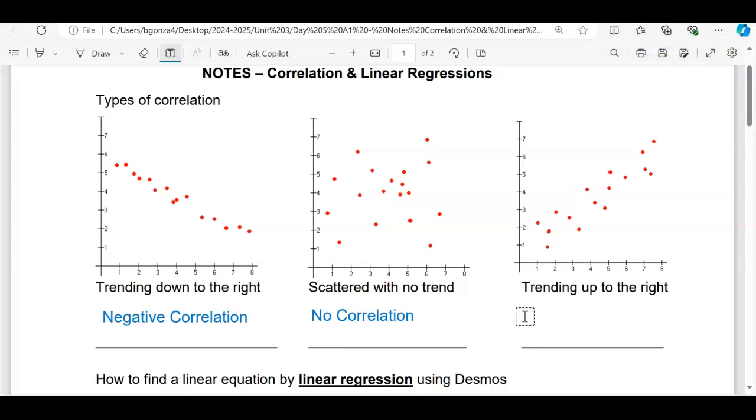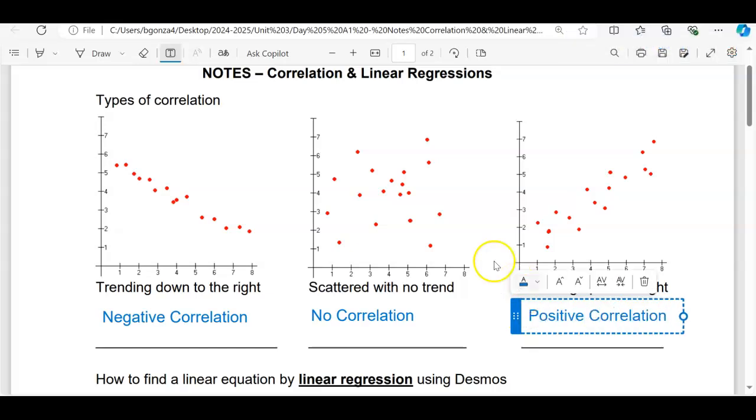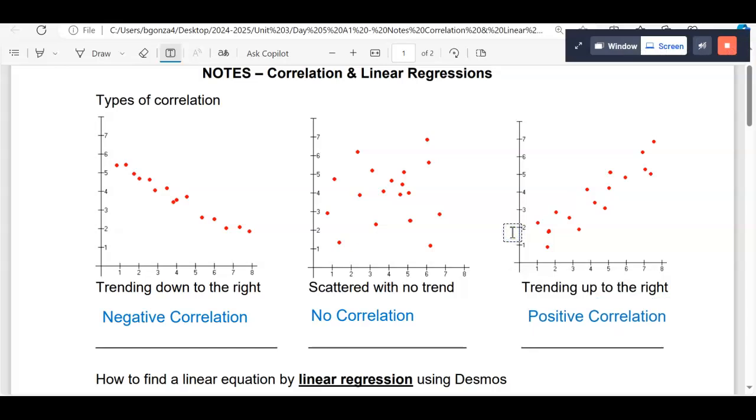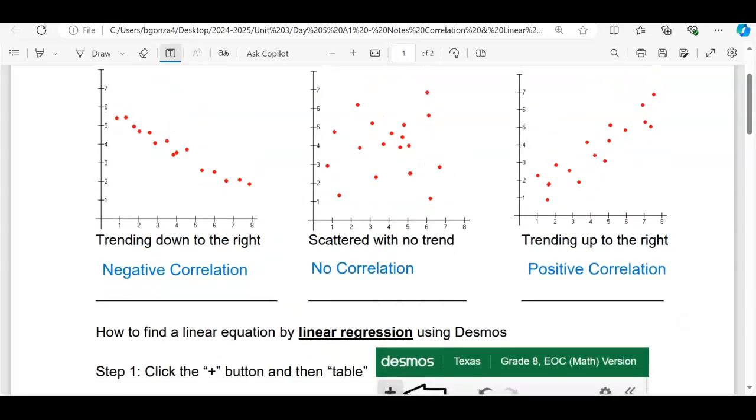And what do y'all think about the third one? What can it be? Positive is correct. As it goes up to the right, as long as it's trending closely that way, even if it's not perfectly in a straight line, that is a positive correlation. All right? So we got negative correlation, down right; no correlation, too spread out; and then positive correlation, up to the right. Okay, so any questions on correlation?